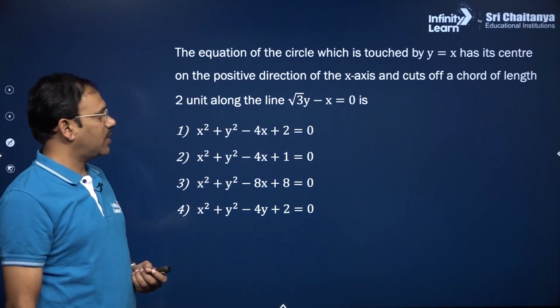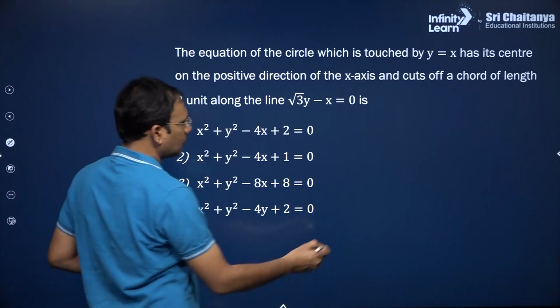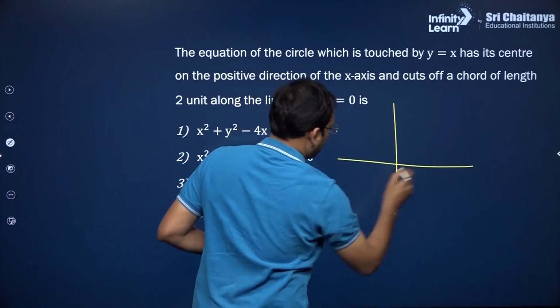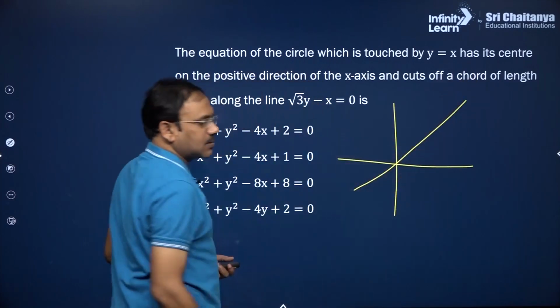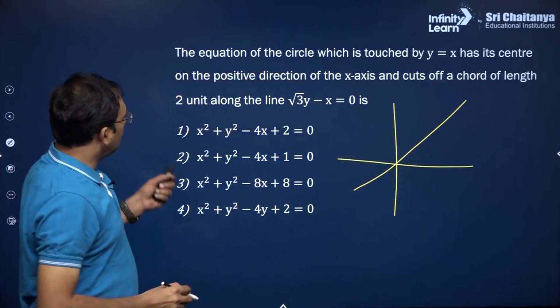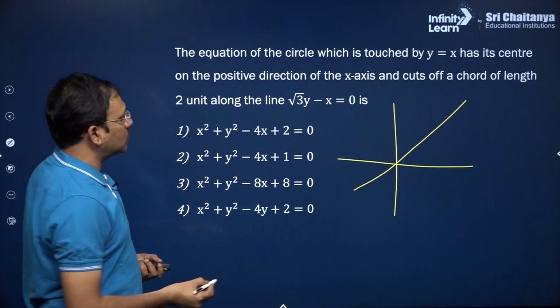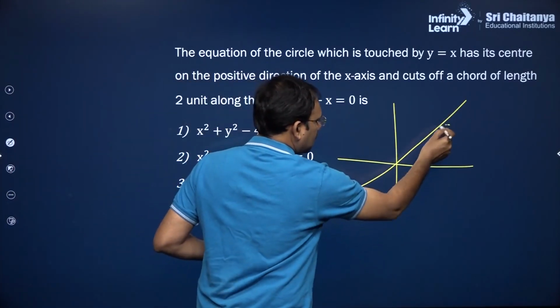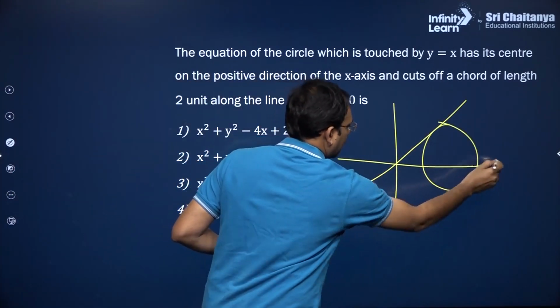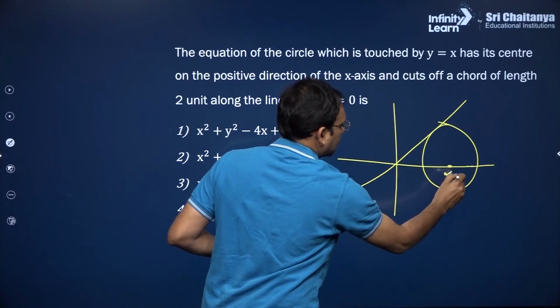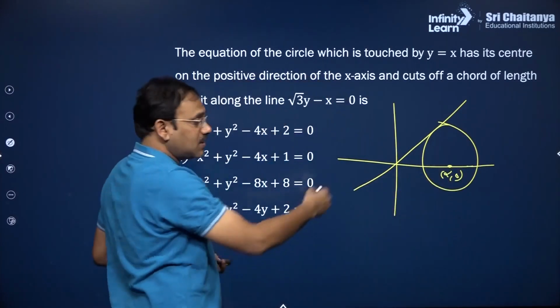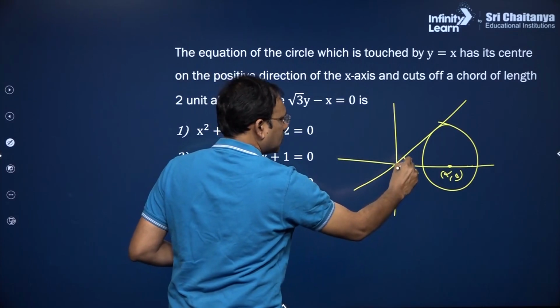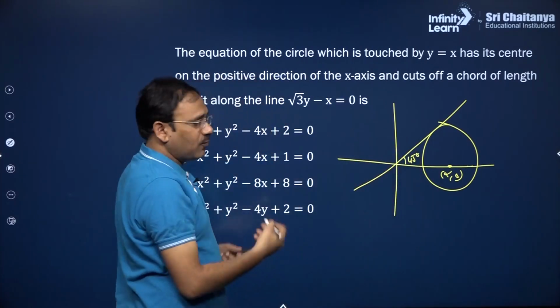center on the positive direction of x axis. You see, my dear friends, suppose this is the line y is equal to x. So now the circle has its center on positive direction of x axis. There is a circle whose center is on positive direction of x axis, say alpha comma 0. This is the line y is equal to x, suppose this is 45 degrees, slope is 1.